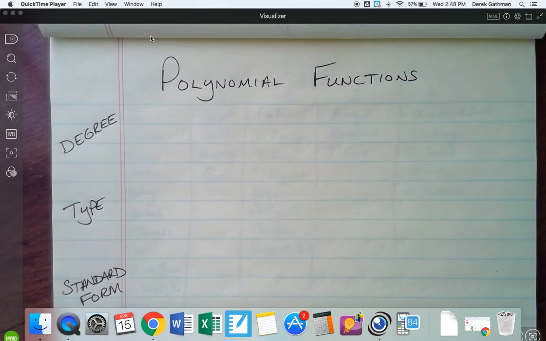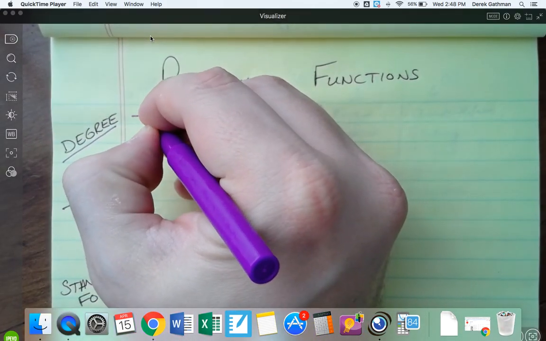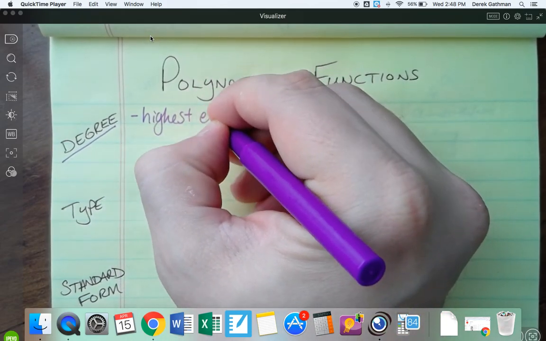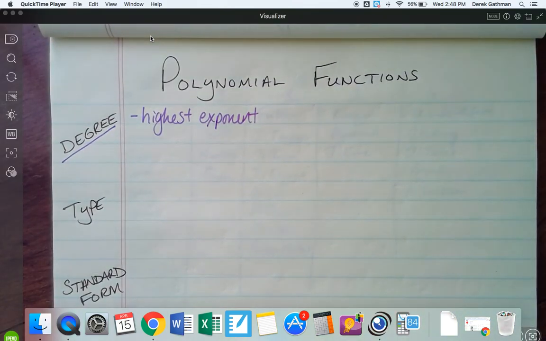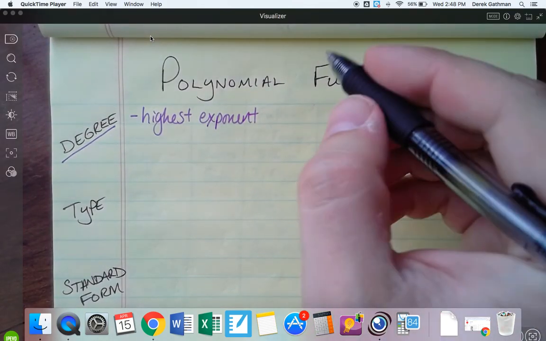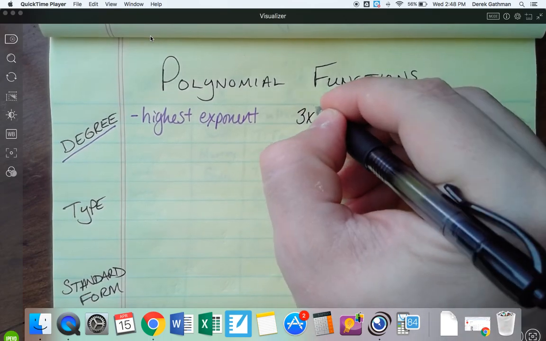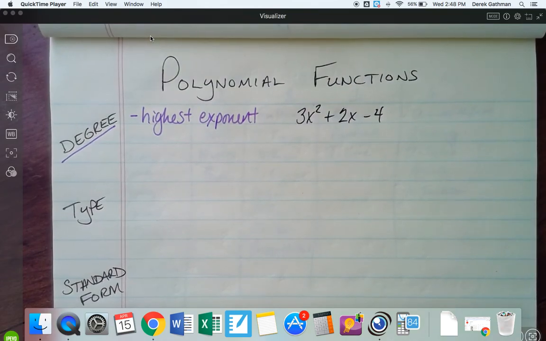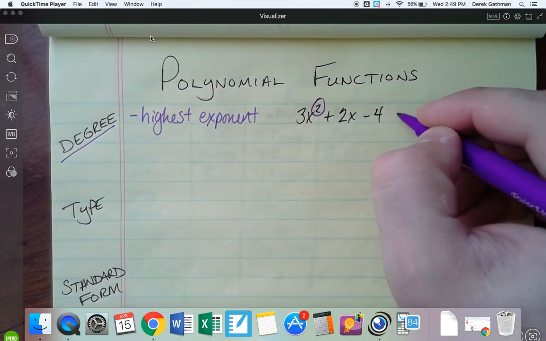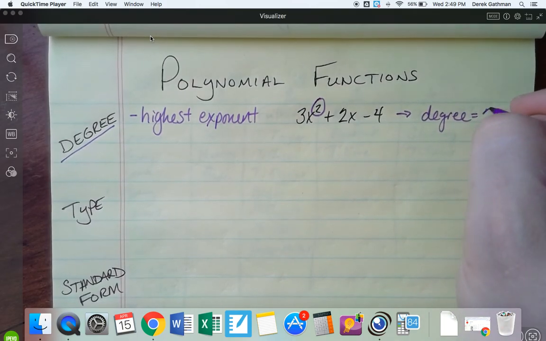So the first thing that we're going to talk about in a polynomial function is called the degree. And the degree is just the highest exponent of the variable in that function. So I'm going to give you a couple examples here. If I had a polynomial function and the expression just looked like this, 3x squared plus 2x minus 4, just a simple little expression, I'm going to look for my highest exponent. 2 is my highest exponent, so in this polynomial function, my degree is equal to 2. Pretty straightforward.